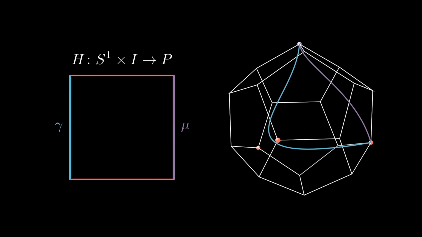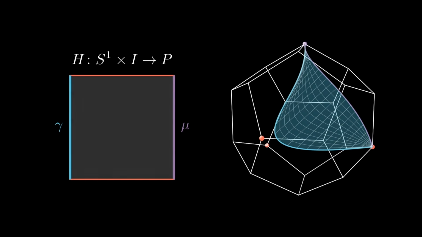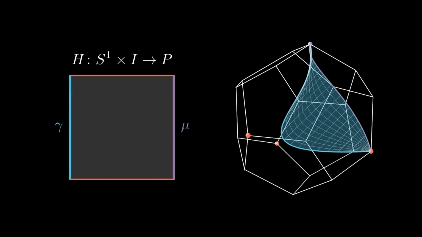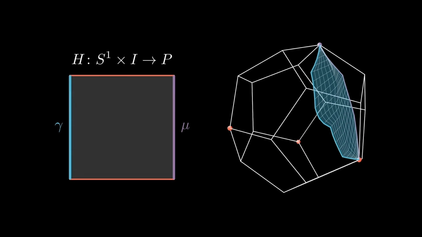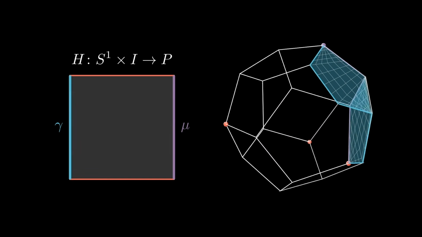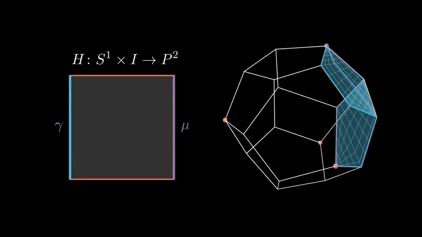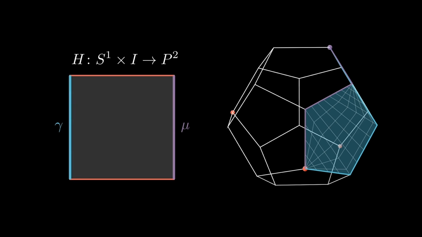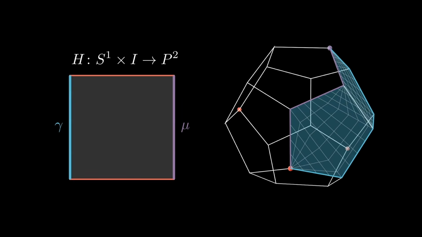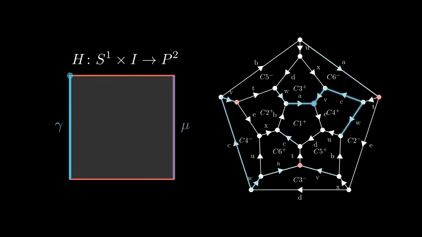In fact, this homotopy traces out a surface inside P. Just as a one-dimensional loop could be pushed into the 1-skeleton, so too can a two-dimensional surface be pushed into the 2-skeleton. So we see that we can assume, without loss of generality, that homotopies in P are really homotopies in the 2-skeleton of P.